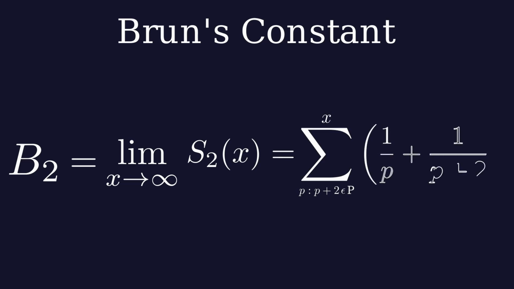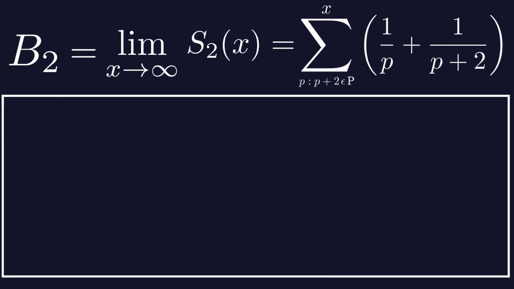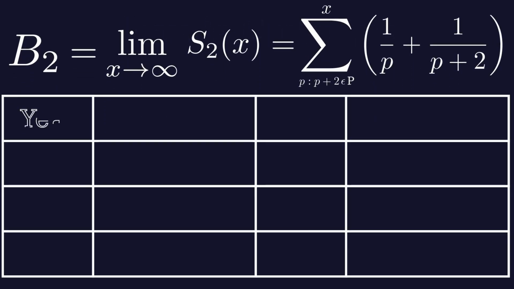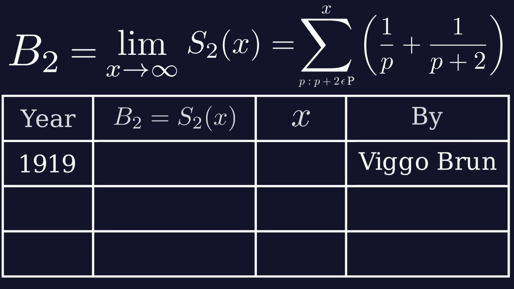The exact value of b2 is not known, and it may be irrational or even transcendental. However, we can estimate b2 by computing S2 of x for large values of x using computers and algorithms. The computation of b2 is not an easy task, and it requires a lot of time and resources. The first person to estimate Brun's constant was Brun himself, who used all the twin primes up to 2 million and obtained b2 equal to around 1.9.